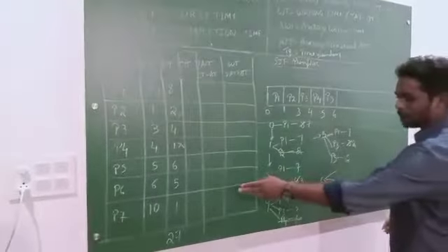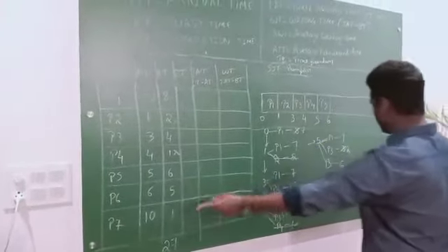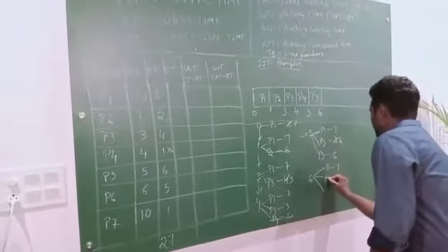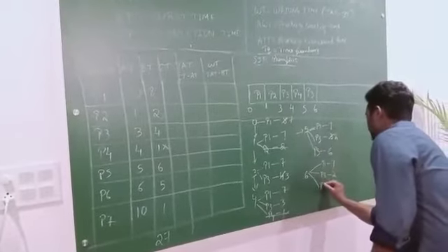Now after 6 seconds, what happens? P6 will come. So which processes can execute? P1 can execute for 7 seconds, P3 has 2 seconds, and P5 has what?